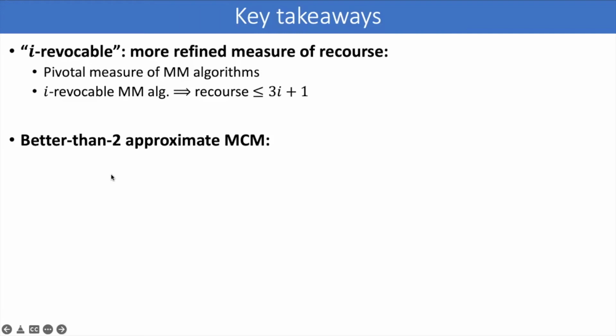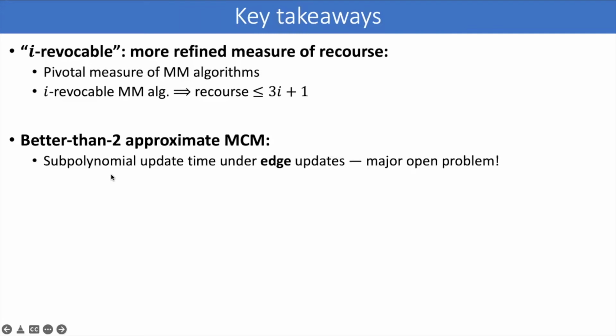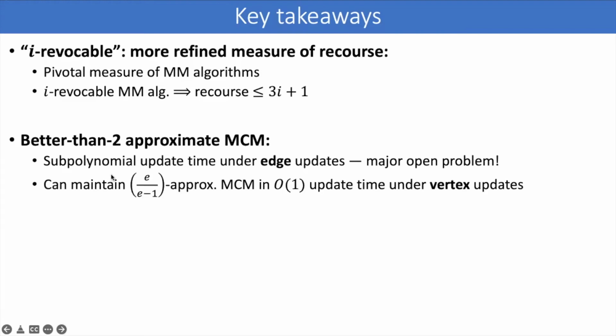We also study the better than two approximate MCM problem. In general graphs, it is still a major open problem to get a better than two approximation in some polynomial update time under edge updates. On the other hand, we gave a constant time algorithm for maintaining a better than two approximate MCM under vertex updates. This algorithm builds on the online ranking algorithm of KVV90.